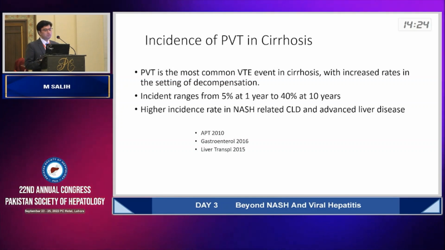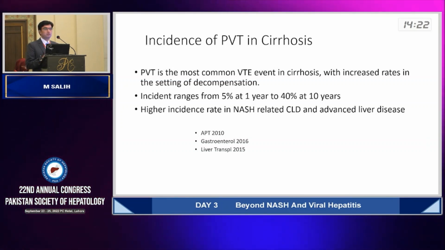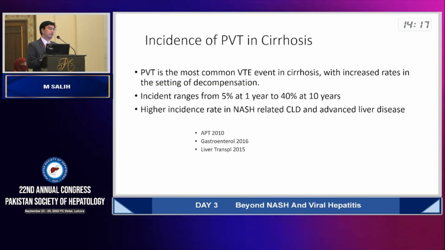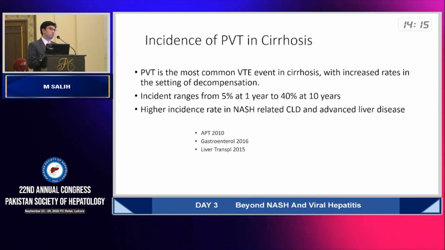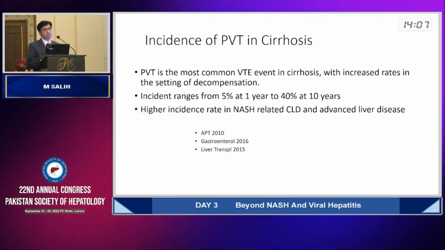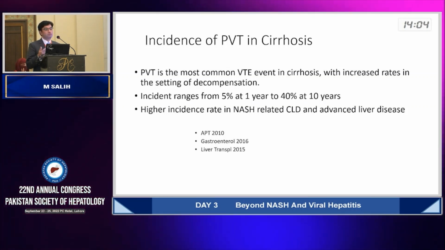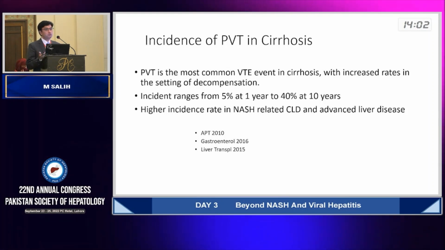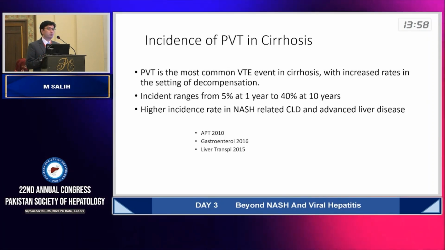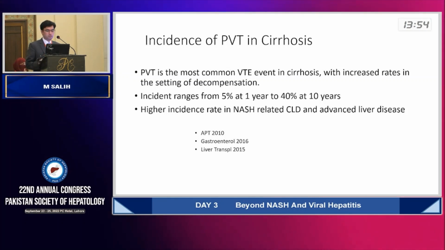Now, we know that the incidence of portal vein thrombosis is around 5% in the first year once you diagnose these patients, but it increases to more than 40% at 10 years. And as the liver disease progresses, the incidence, or the prevalence, would also increase, and somehow NASH-related cirrhotics are at higher risk of thrombosis than cirrhosis due to other etiologies.